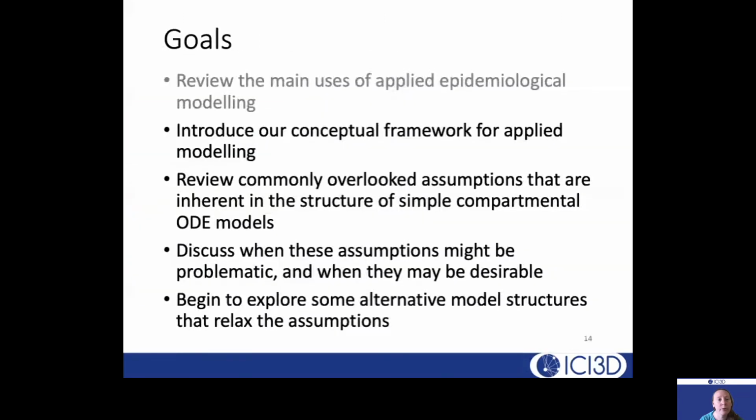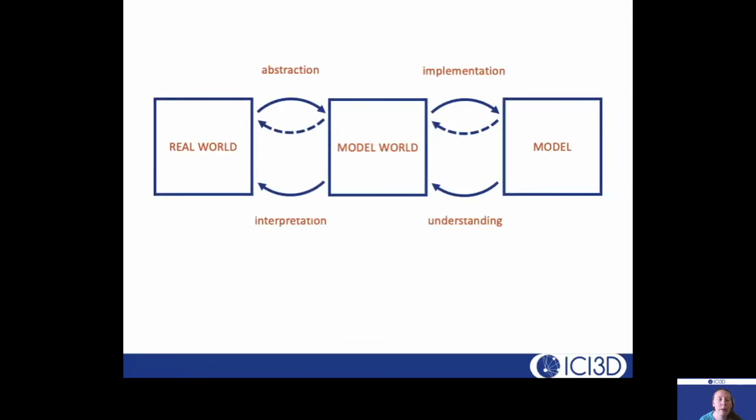I'm now going to move on to introducing our conceptual framework for applied modeling. So this diagram here represents the ICI 3D approach to applied epidemiological modeling. We're creating what we call a model world that allows us to manipulate assumptions about the underlying dynamics. We then take this conceptual model world and implement it as a formal mathematical model, which we can use to gain a deeper understanding of how different processes lead to different outcomes. And finally, we take our understanding of the model world and use it to interpret things about the real world.